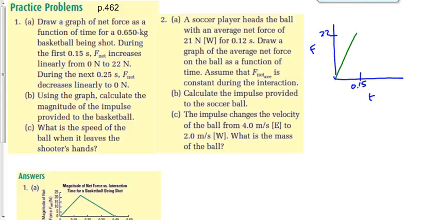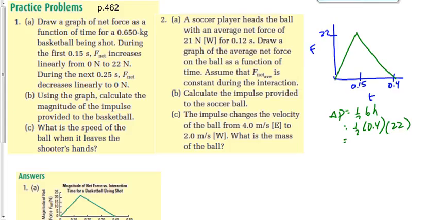And then it says during the next 0.25, it decreases to 0. The next 0.25 takes us to 0.4 seconds. So during the next 0.25 seconds, it goes down to 0. There's our graph. Using the graph, calculate the impulse. Well, area equals impulse. So the impulse is 1/2 of base times height. It's going to be 1/2 of 0.4 times a height of 22, whatever that works out to be.